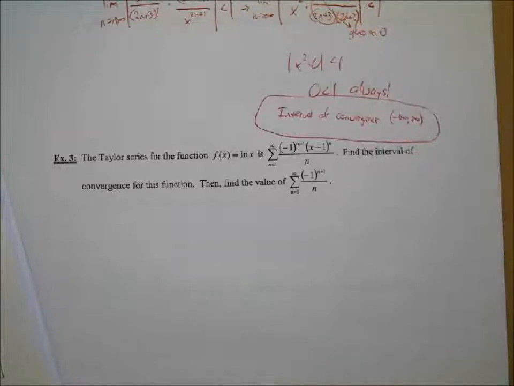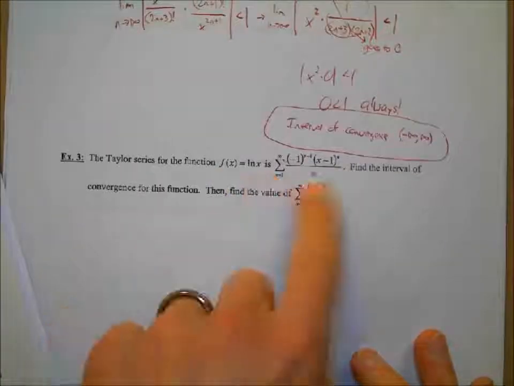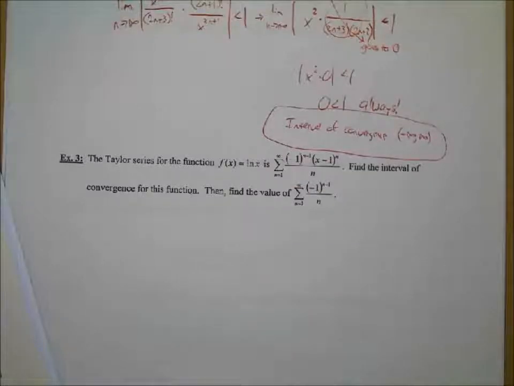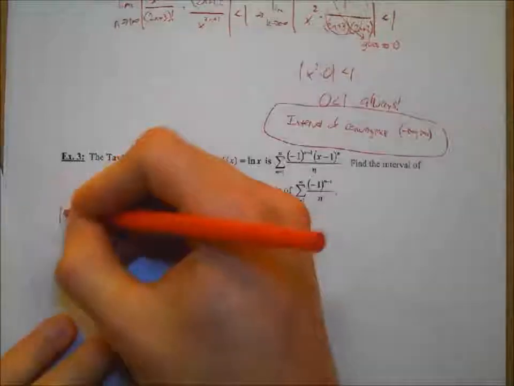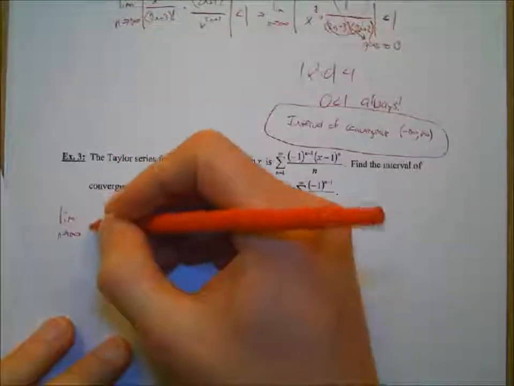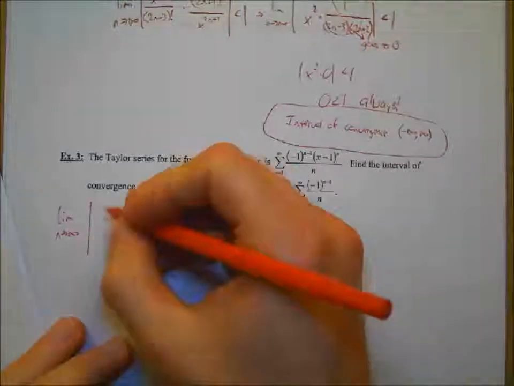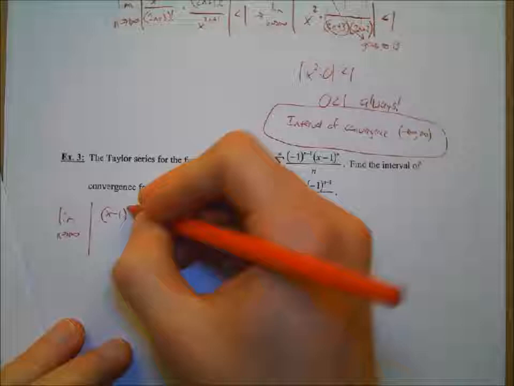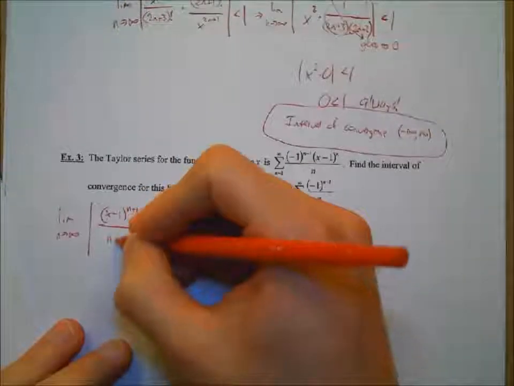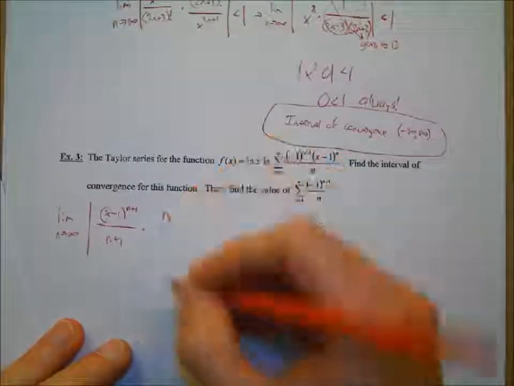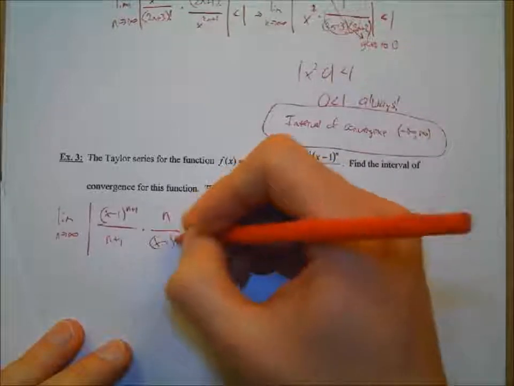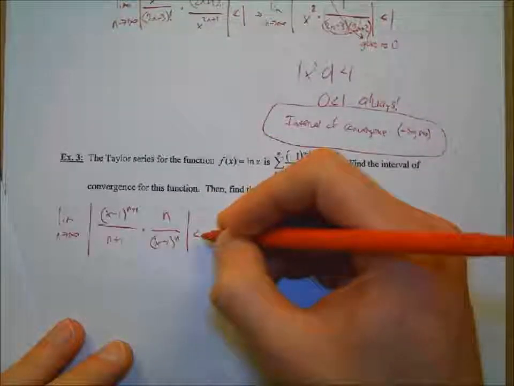All right, so number 3, last one here. The Taylor series for the function f of x equals ln x is this. Find the interval of convergence for this function. And then find the value of the sum from 1 to infinity of (-1)^(n-1) over n. All right, so let's get this last piece done here. Again, I'm going to drop the alternating piece, not important for our purposes. We'll have (x-1)^(n+1) over (n+1) times the reciprocal, so n over (x-1)^n. And we want to see when that's going to be less than 1.